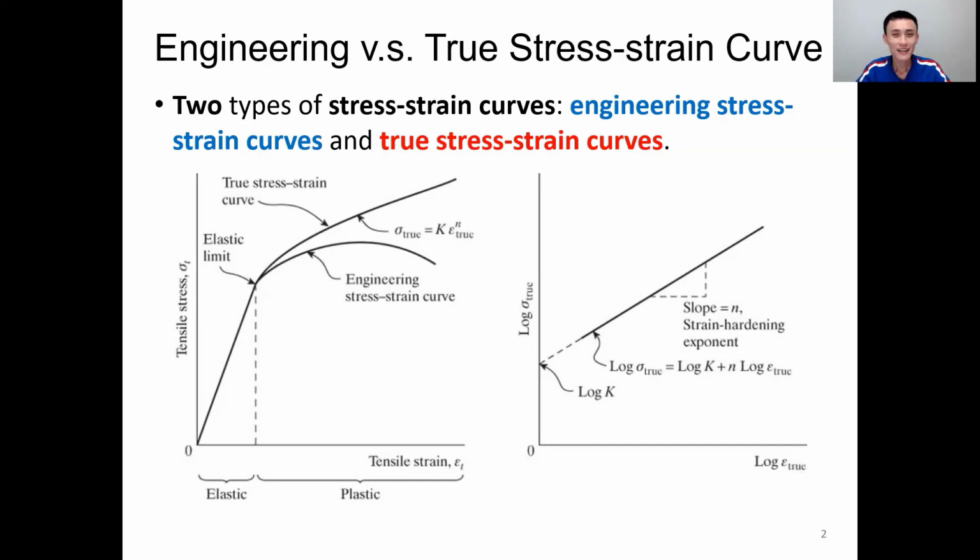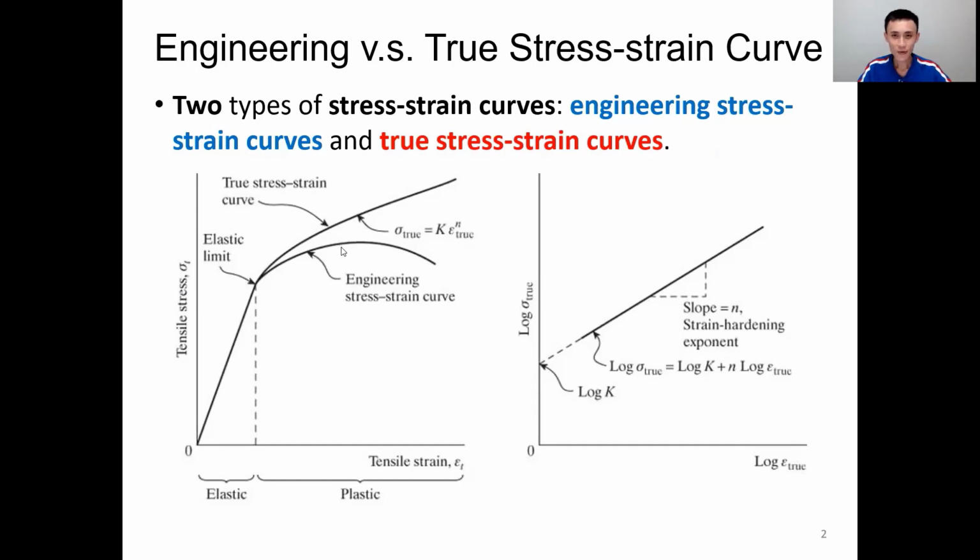The way we calculate stress is force over area. But in reality, the cross-sectional area is constantly changing because of the cross-sectional area reduction. The way that we plot the engineering stress-strain curve is we always use the original cross-sectional area when we calculate stress. However, after the yield point, especially after the ultimate tensile point, necking happens.